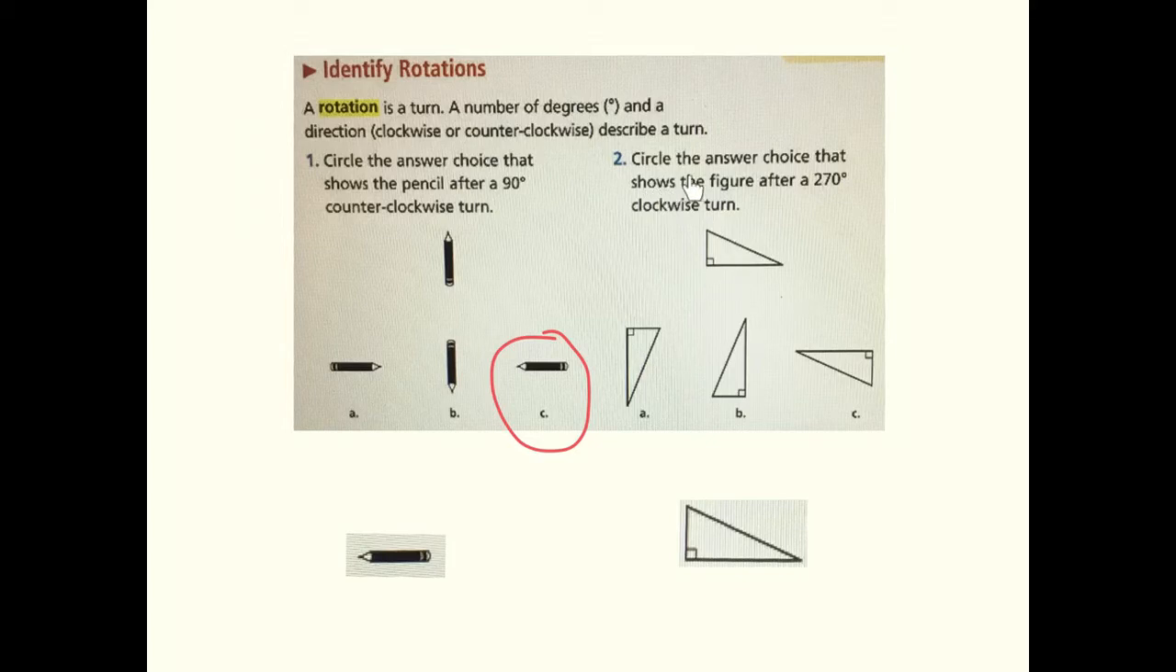We need to circle the answer choice that shows the figure after a 270 degrees clockwise turn. So 270 is 3 rotations, and we want to go clockwise, so with the clock. So again, I've created this right triangle to show you the actual rotation. So here is its original shape. First we'll go counterclockwise, or no, I only need to remember clockwise.